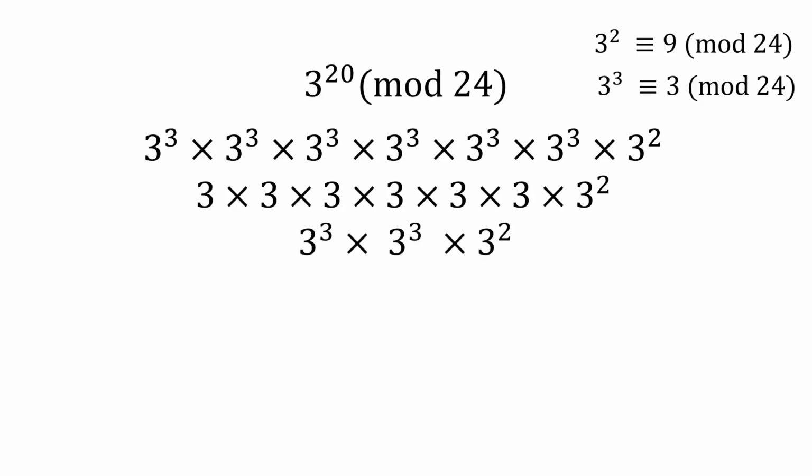And again, we can decompose it as 3 to the power 3 times 3 to the power 3 times 3 to the power 2. The 3 to the power 3's we can substitute with just 3. And then we get 3 to the power 4, which is 3 to the power 3 times 3. And 3 to the power 3 is 3, so we end up with just 9. And I'm sure you will agree, this was much easier than computing 3 to the power 20 and then modulating.